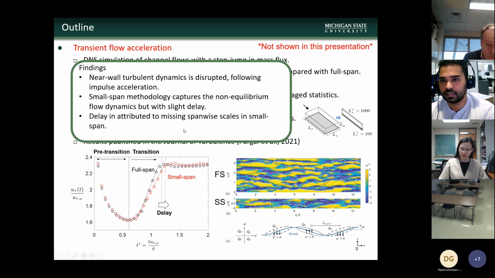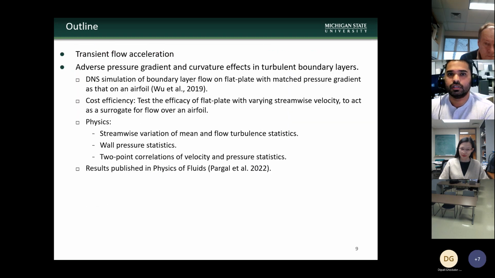So today I'll not talk about this in detail, first because of the time constraint, especially, and second because we talked about this in detail during my comprehensive exam, but we can come back to this if the audience and the jury have questions about it. So the main focus of today's presentation will be on adverse pressure gradient and curvature effects in turbulent boundary layer.